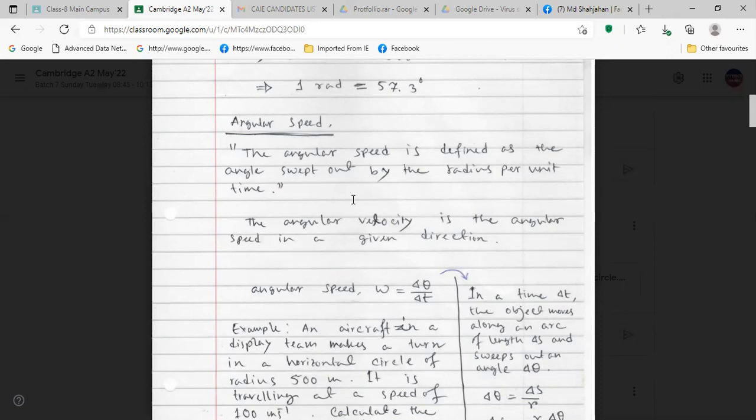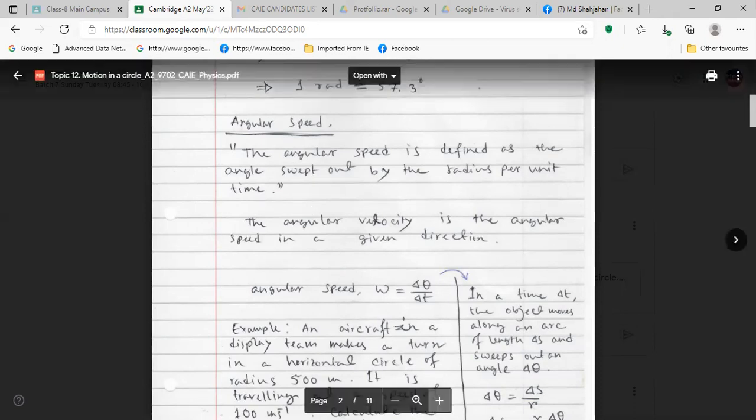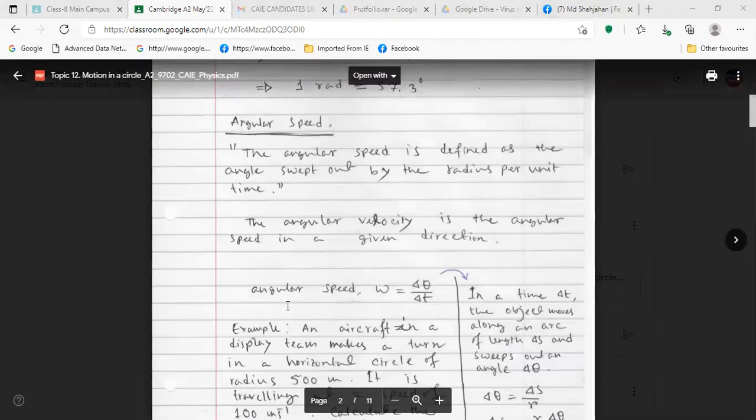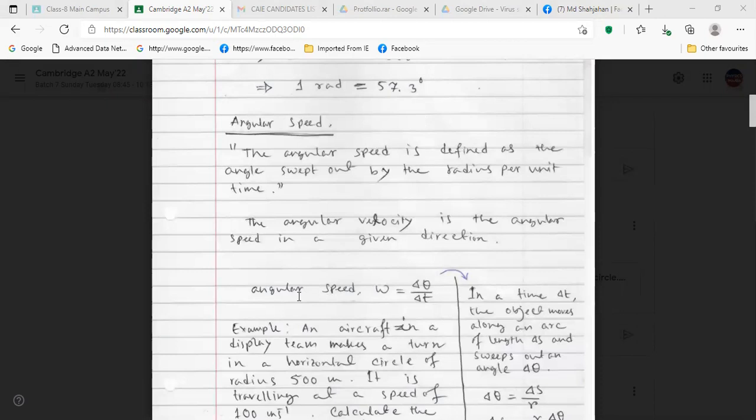So are you done with writing the definition, angular speed? Yes, sir. And you write the relationship, angular speed omega equals del theta by del t. Yes, sir. Writing.